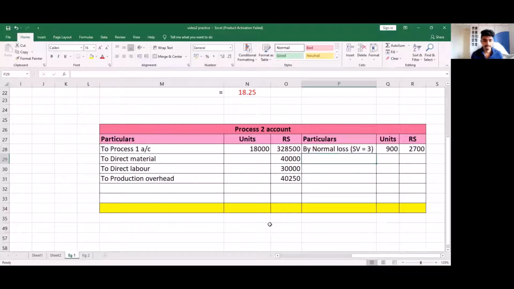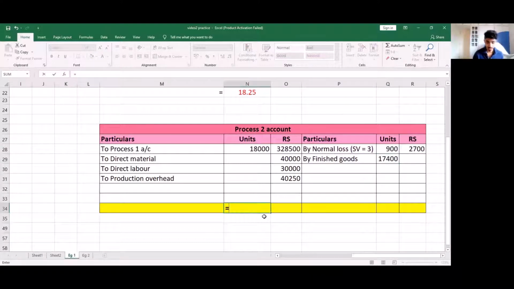Now, again, let's see the output given. Output in units is 17,400. So I'm going to write "By finished goods", because there is no further process to transfer this to. So I'm just going to say by finished goods, and we have 17,400. Now let's again tally both sides, both the units, and see how much difference we get and on which side the difference lies.